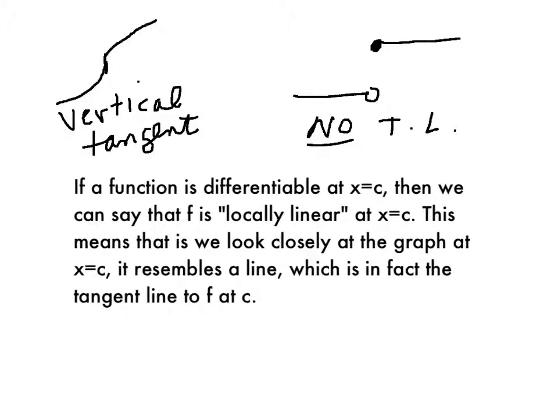The following is a pretty important idea about what it means to be locally linear, or to exhibit local linearity. And the idea is this, that if a function is differentiable at a point where x is equal to c, then if we were to zoom in farther and farther on the graph at the point where x is equal to c, the function would begin to resemble a straight line. And indeed, that straight line would be the tangent line to the curve at x equals c.